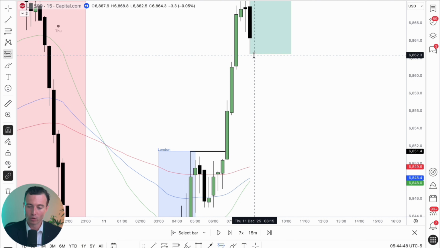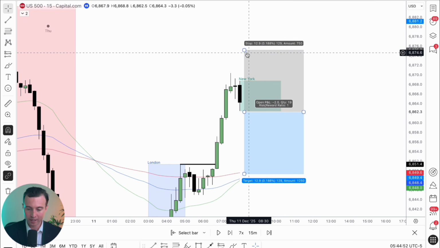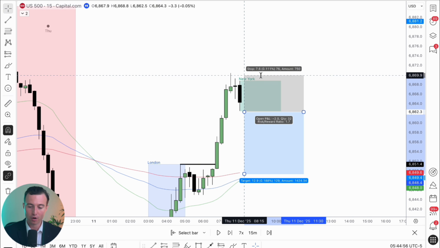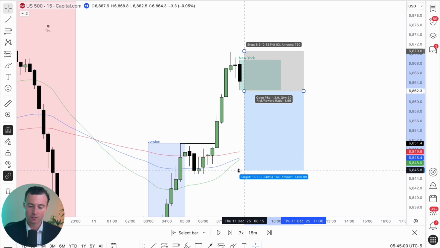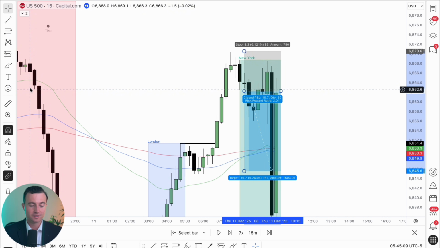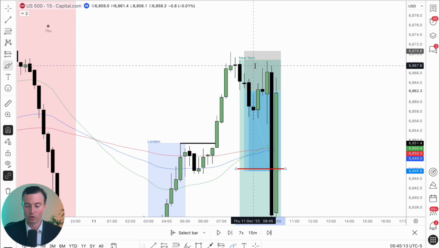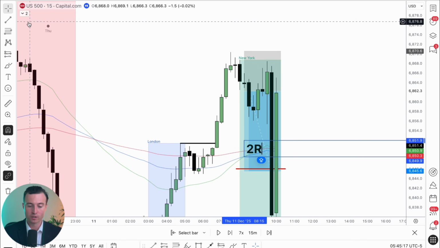And so we get a confirmation right here during the kill zone. Stop loss above, not the confirmation high, but the liquidity sweep high, and then target a 1 to 2. So tagged short in this trade right here. And as you can see, this did hit take profit for a 1 to 2 risk to reward. You would have taken 2R out of the market right here.